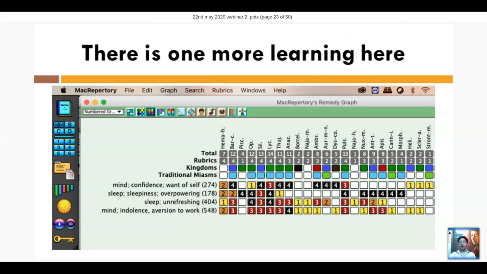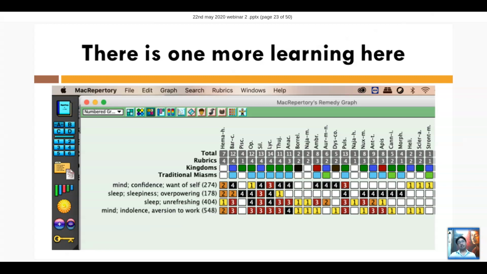Number 3, third remedy. Look in this chart. At the third number, there is one remedy which is covering only one symptom, but it is covering it in 4 marks, highest in intensity. The third remedy covers only one rubric, that is sleep overpowering, but in 4 marks, meaning it is highest. So this is a small, unknown remedy, but having a very strong symptom of sleep overpowering.